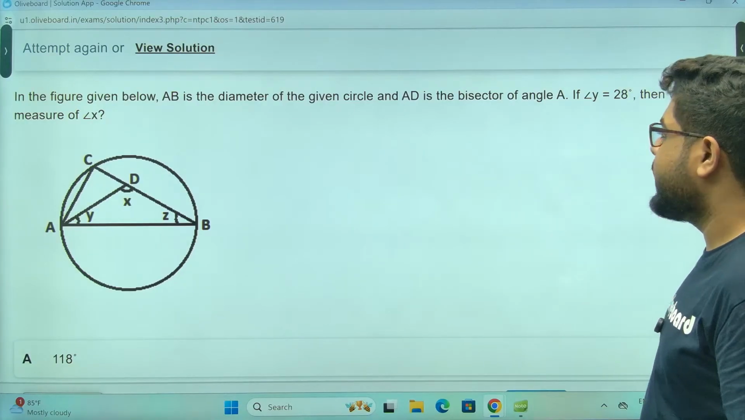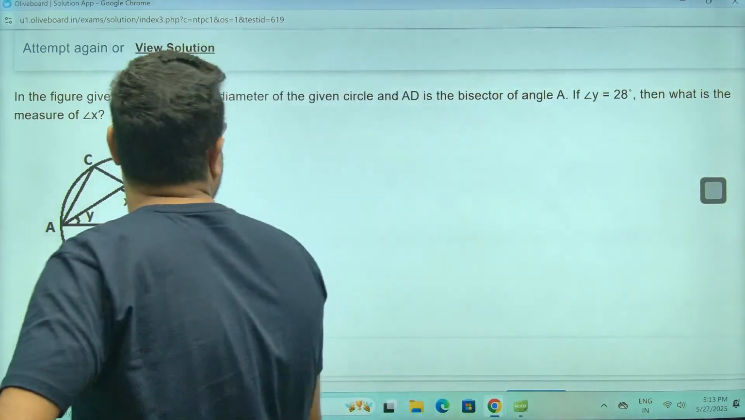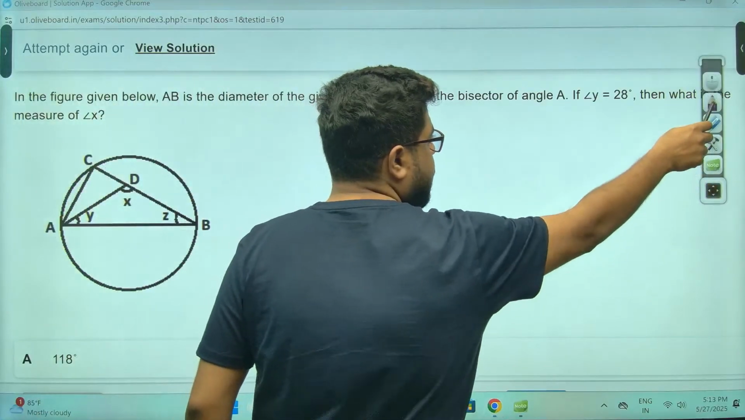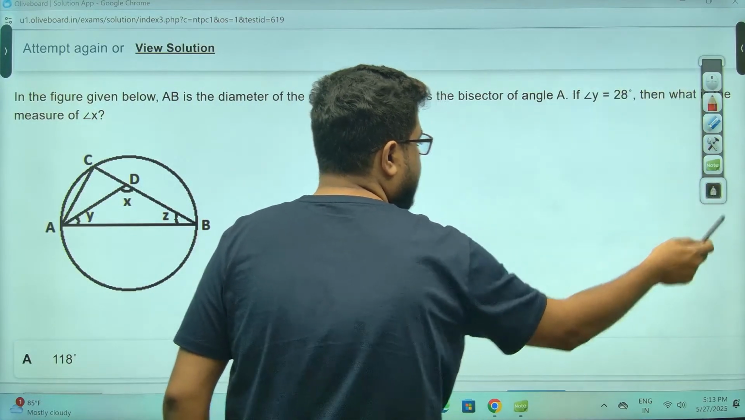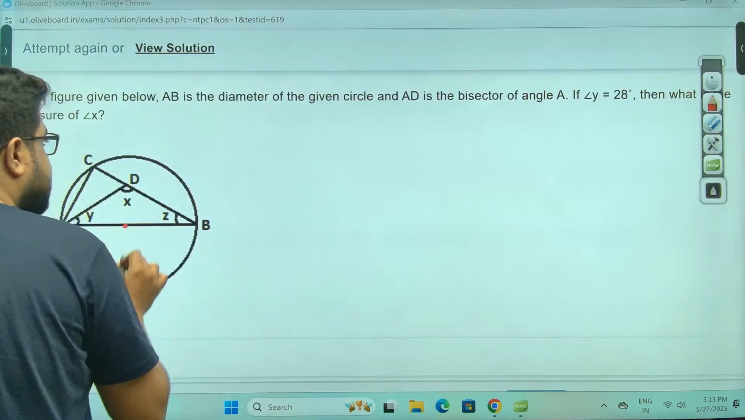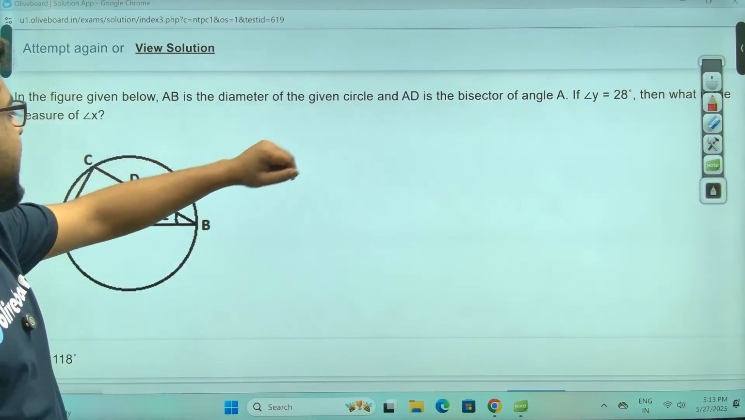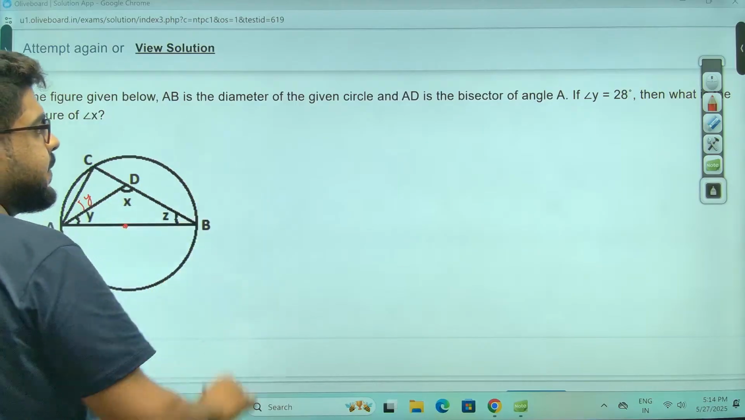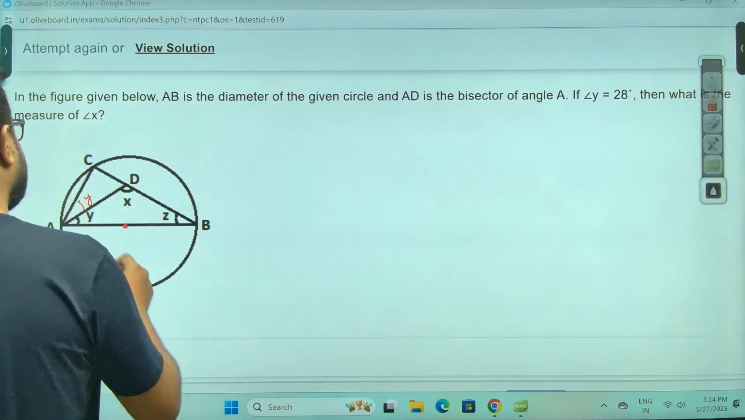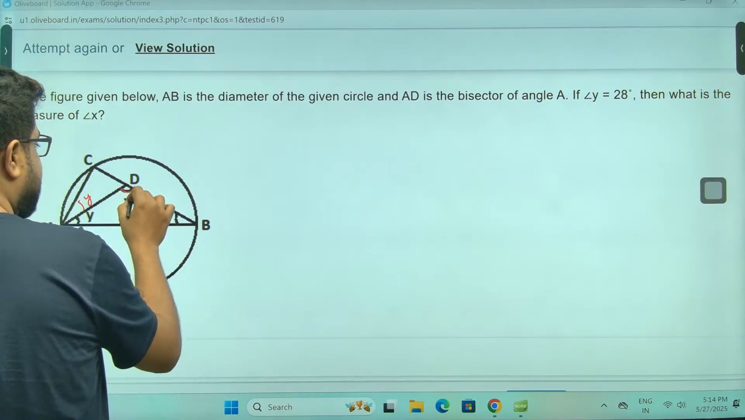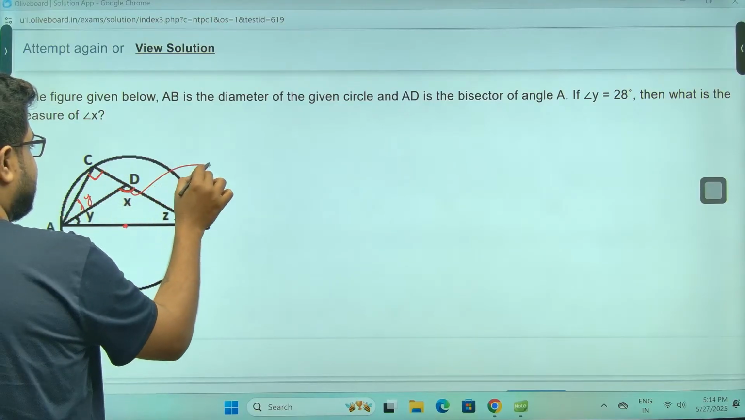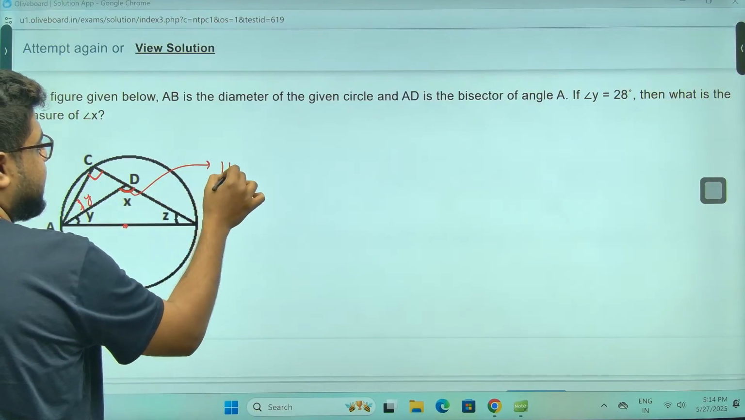Chalo. AB is the diameter. Okay, this is diameter, so center. AD is the bisector. Okay, this is Y, then this is also Y, bisector, sir. Y is 28. Arre sir, ye toh kuch nahi hai. X is asked, sir. X is equal to this angle plus this angle, sir. 90 plus 28, 118.